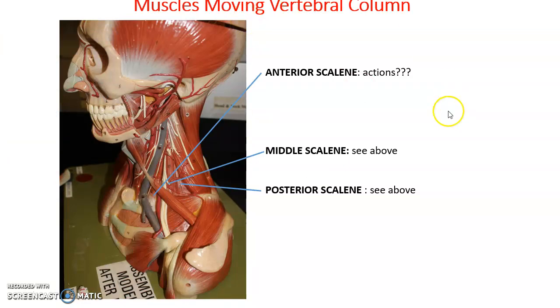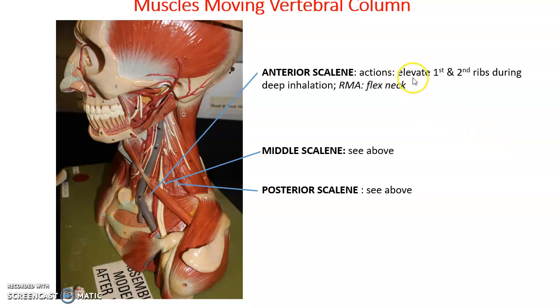All right, muscles that move the vertebral column. We have the scalenes, anterior scalene, middle scalene, and posterior scalene. 1, 2, 3. And they all do the same thing. Their action is to elevate the first and second ribs when we're breathing in really deep. So if you try to breathe in as hard as you can, these three muscles will contract, elevating ribs 1 and 2, increasing the volume in the thoracic cavity.